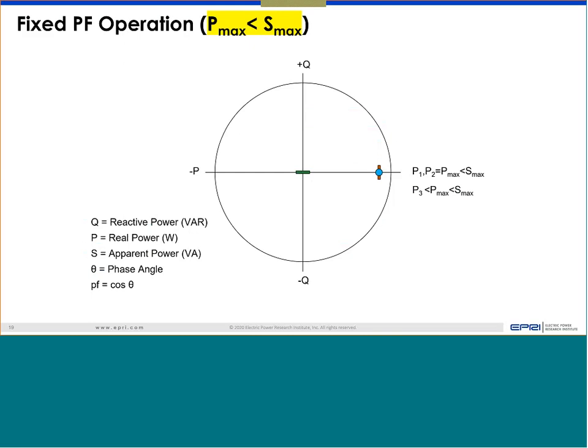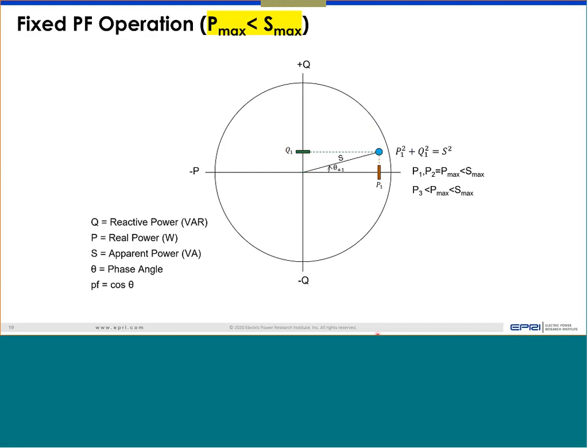So again, same example. This is a 100 kVA inverter, but it is rated for 90 kilowatts, so it's generating 90 kilowatts at unity power factor. At that time, the same command comes to go to 0.97 power factor. So it will go to that power factor and it can generate that Q without reducing the real power, because it's within the circle. So it doesn't have to sacrifice active power to generate that.